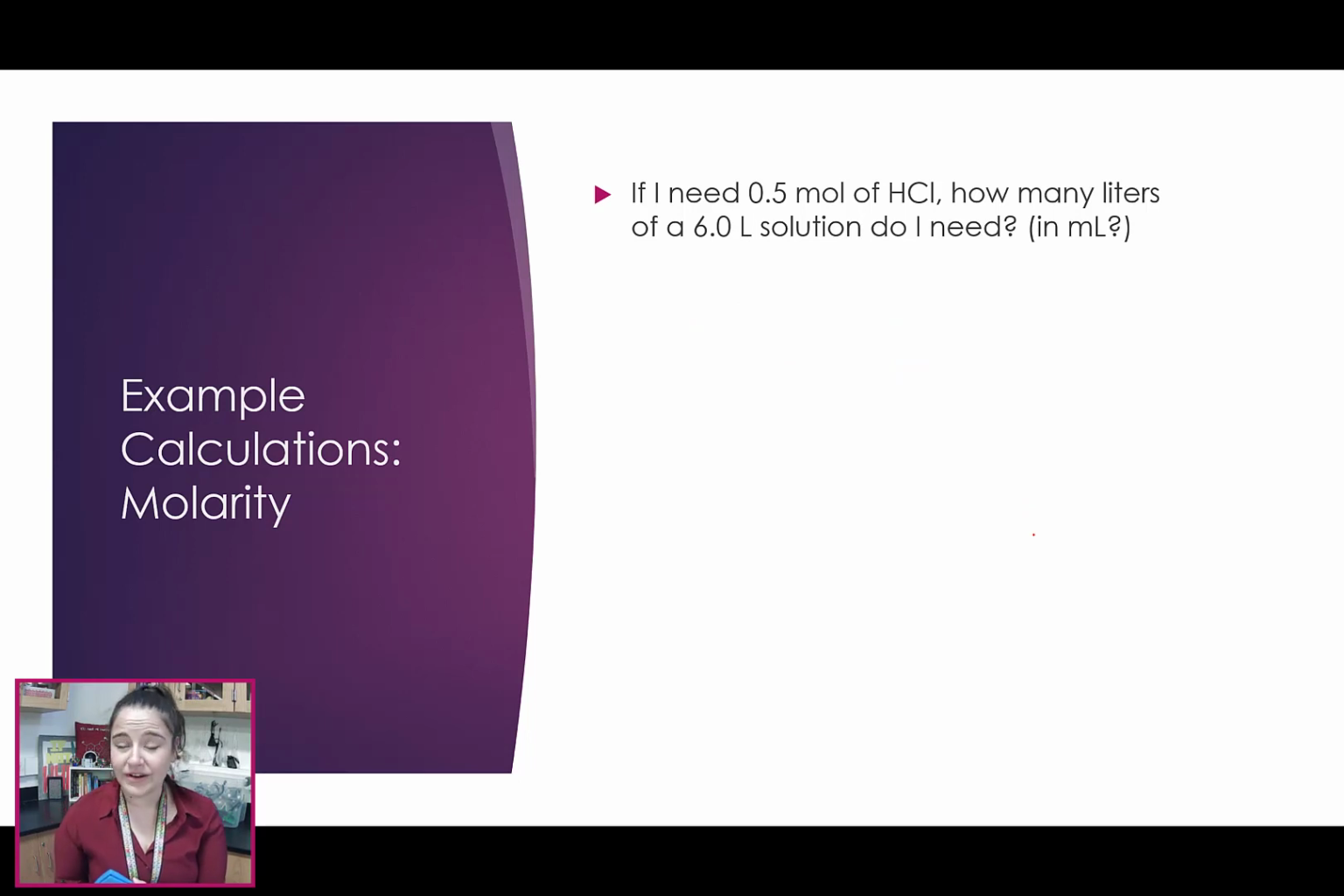If I need 0.5 moles of HCl, then how many liters of a 6 molar solution do I need? What if I want that in milliliters? Okay, we're going to go ahead and solve this using dimensional analysis. So I need 0.5 moles. I want to know how many liters of a 6 molar solution I would need if I only need the 0.5 moles of HCl. Oops, sorry, this should say a 6 molar solution. Okay, capital M there, not liters, sorry.